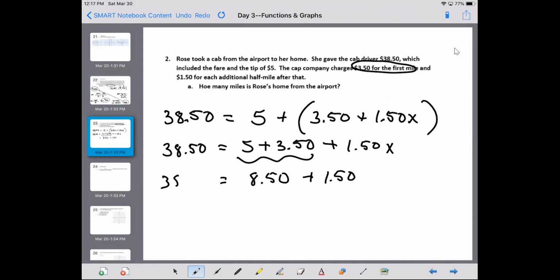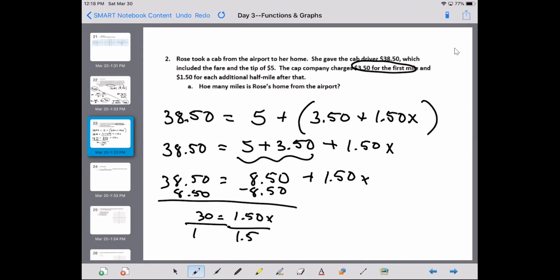And then we're just going to use inverse operations, and we're going to subtract the $8.50 from the $38.50 to get $30, and then we would divide by $1.50. How many $1.50s will fit into 30? And that would be 20.